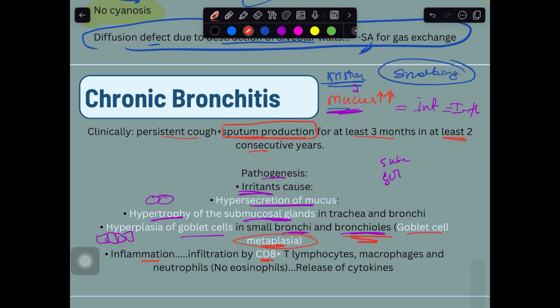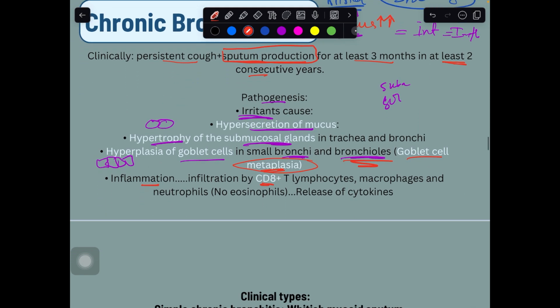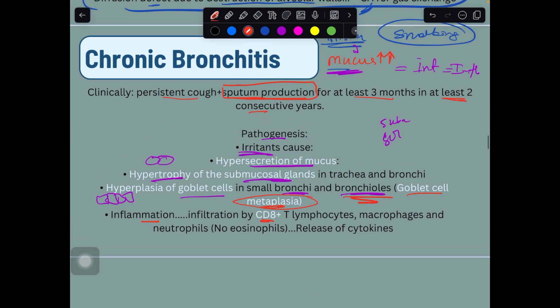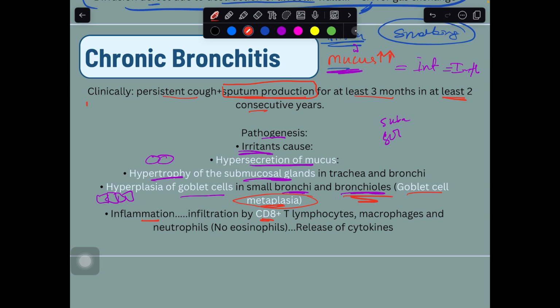Chronic bronchitis, main thing: mucus secretion is going to be very high because of hypersecretion of mucus and hypertrophy. How is this a problem? Well, it is a problem because of infections and everything, but how is this deemed an obstructive disorder?